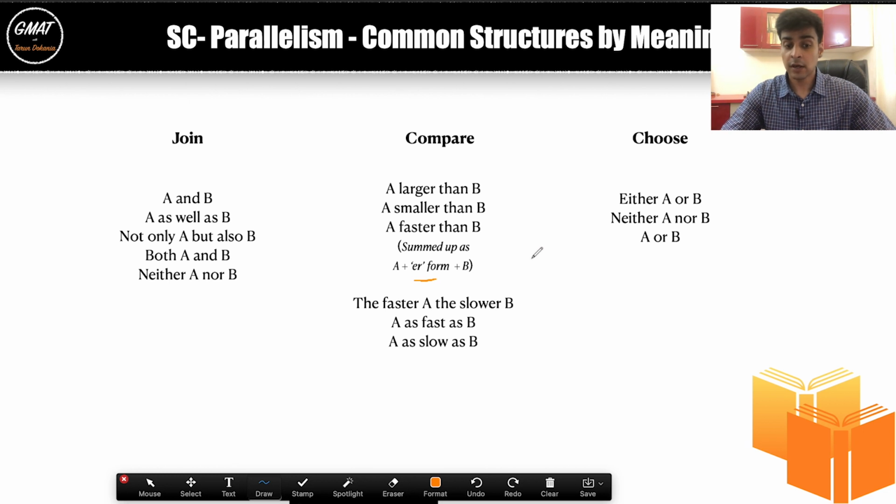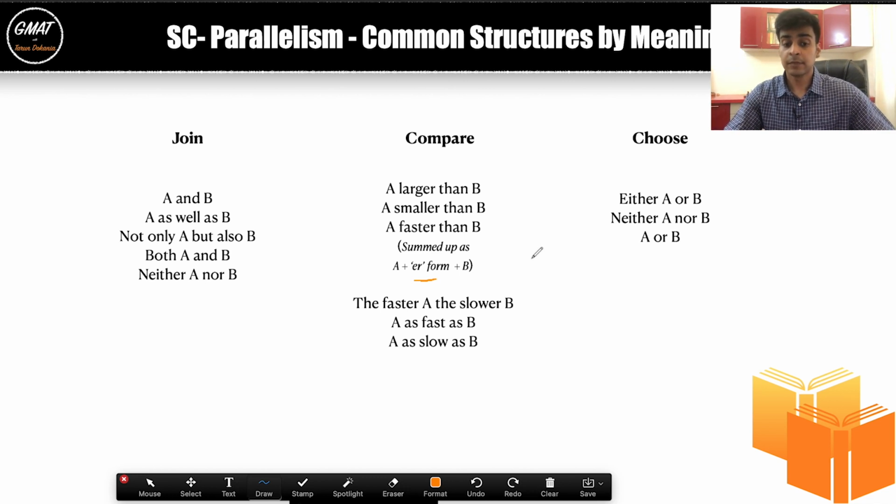Now, of course, the ER form is a comparative added to any adjective. So it could be large turning to larger, it could be small turning to smaller, it could be fast turning to faster, it could be great turning to greater. Any adjective with an ER form becomes a comparative, right? With exceptions, more often than not.